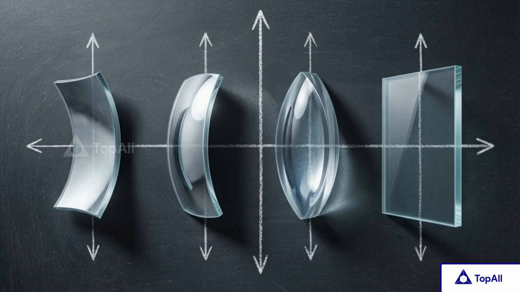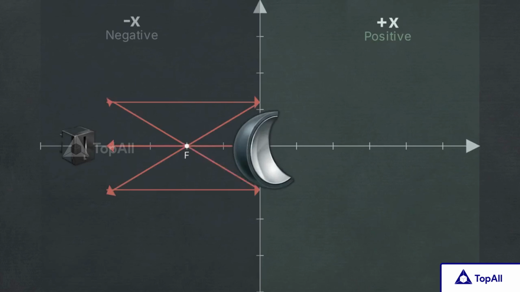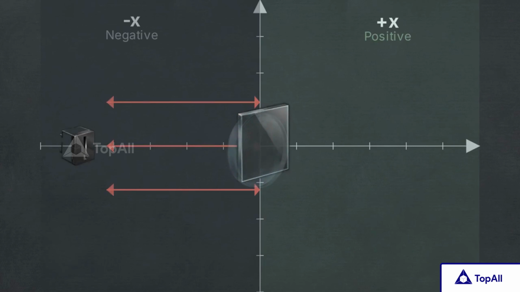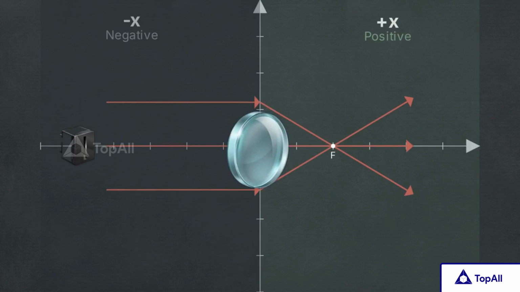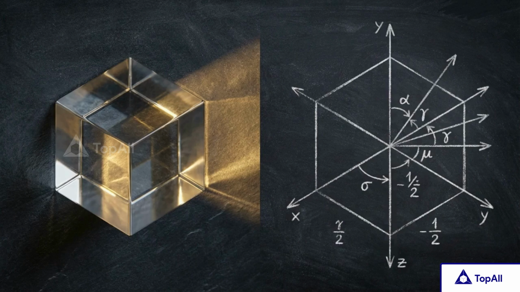This set of rules applies universally to all spherical surfaces. It works whether the surface is curved or flat, and whether it reflects light or refracts it. The Cartesian grid standardizes the relationship between the physical world of light and the abstract world of mathematics.